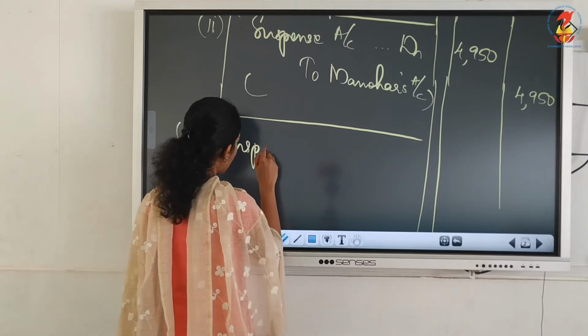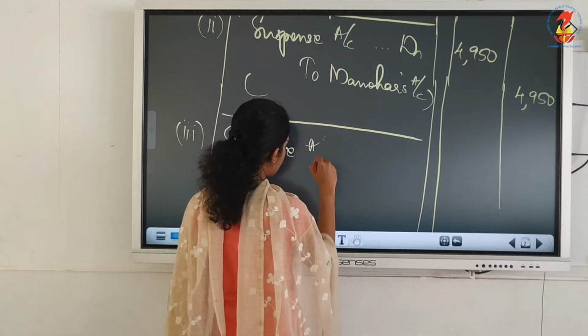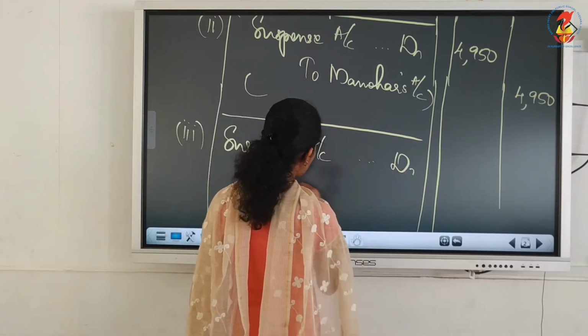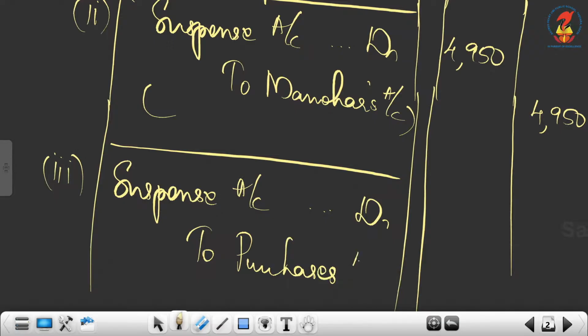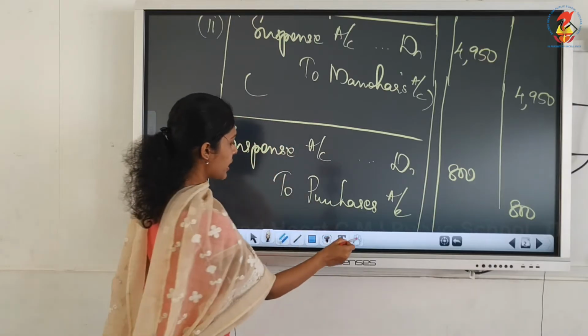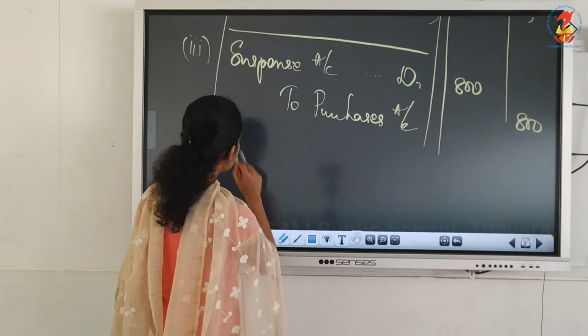So what's other account we have to debit? It is the suspense account. So it is suspense account debited to purchases account. The amount is rupees 800. Okay. Then you have to write narration after every entry.